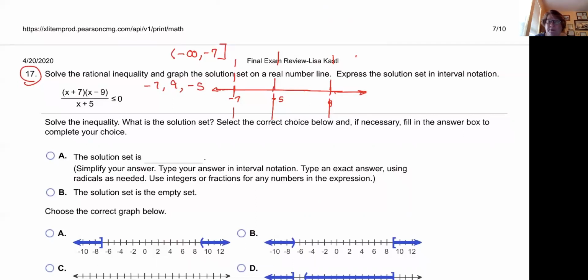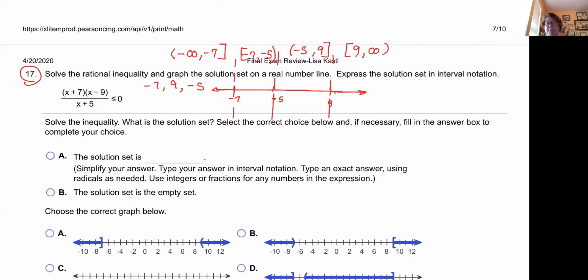The next interval is from -7 to -5. But I cannot put a bracket next to -5. I have to use a parenthesis because -5 is the value I got from the denominator. You never use a bracket on a value you get from the denominator because the denominator cannot equal 0. Then we have what? -5 to 9, bracket on the 9, and from 9 to infinity.